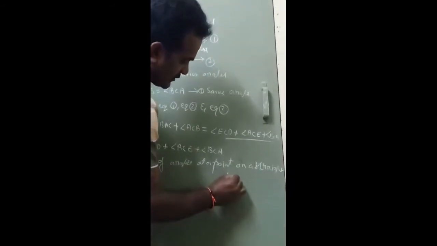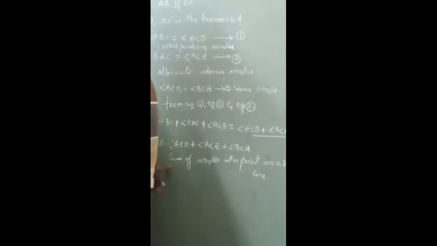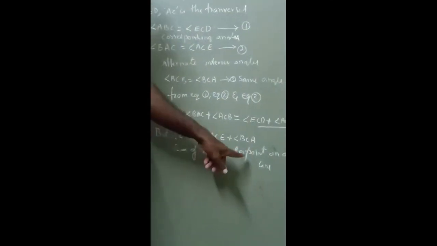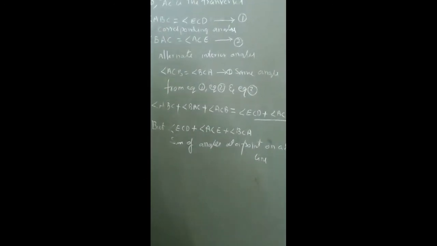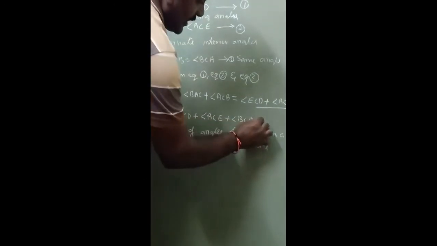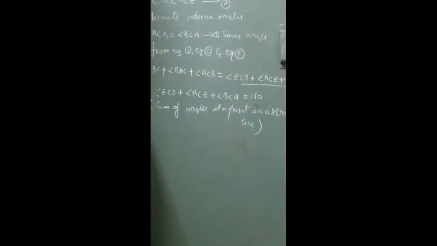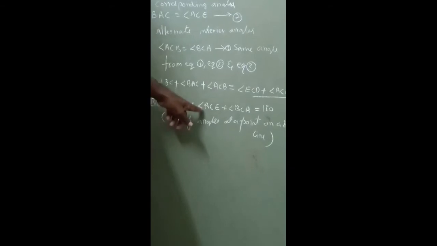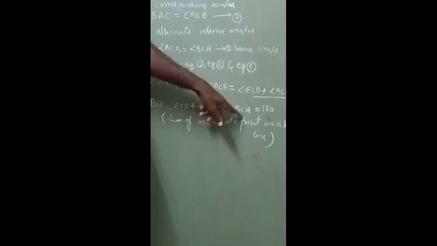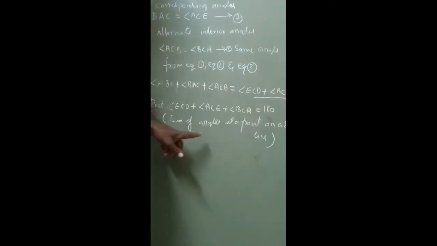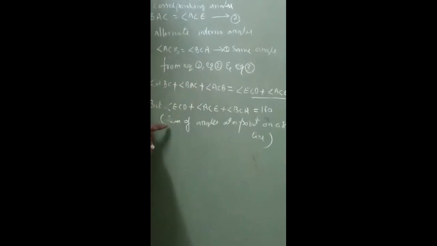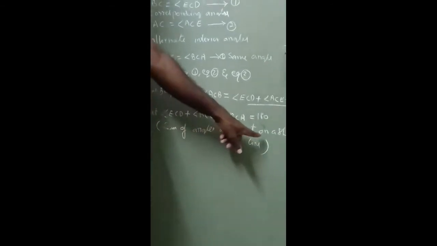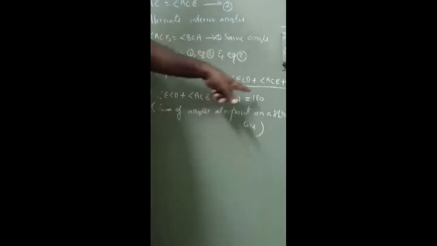Straight line. So the sum of angles at a point on a straight line is what value? 180 degrees. This angle is equal to 180 degrees. So this triangle, okay? Angle ECD plus angle ACE plus angle BCA is equal to 180 degrees. So these three angles, the sum of angles at a point on a straight line, is 180 degrees.